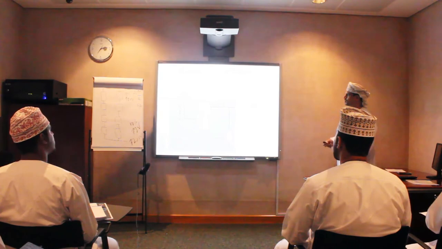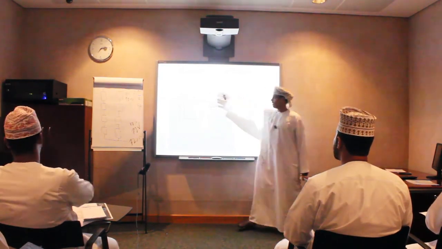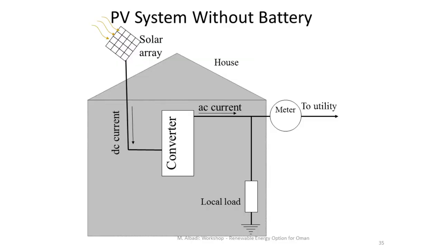We have different types of PV systems, some of them without battery. This is very typical. This is the system that we have in our eco house. Normally you have a solar array, connected to the AC system using a DC to AC converter, and then you can power the AC load. This is the most common system used in grid-connected modes.